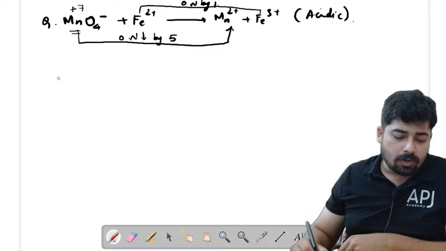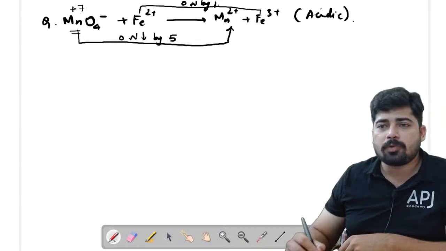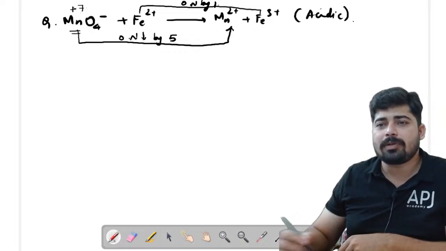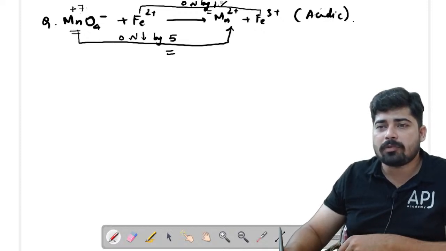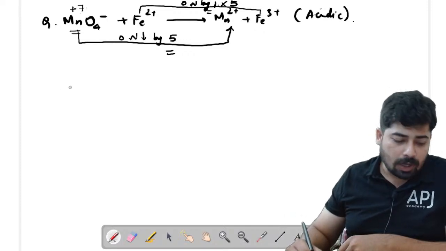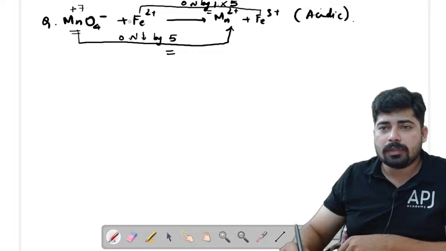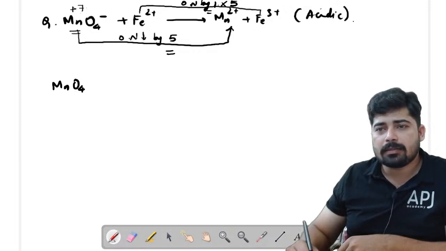Okay. What you have to do is equalize the change, equalize the difference. So here it is 5, here it is 1. So I have to make it 5, and in order to do that, I have to multiply it with 5. So now we can separate it: MnO4 minus giving Mn2 plus.